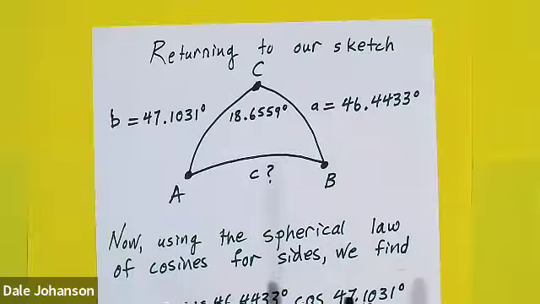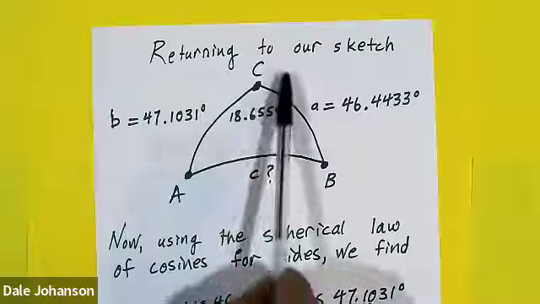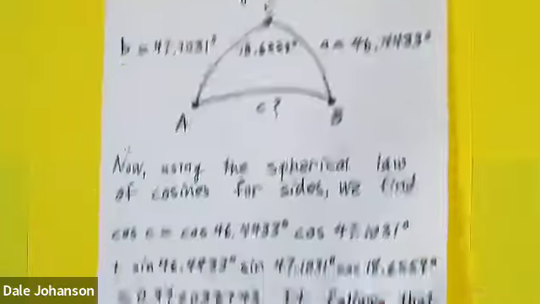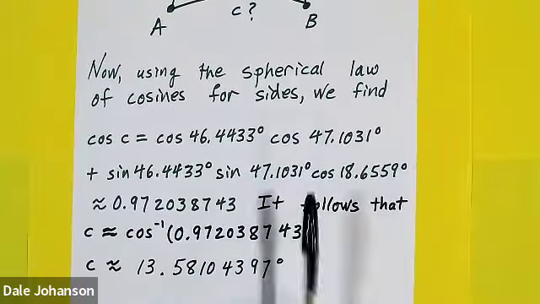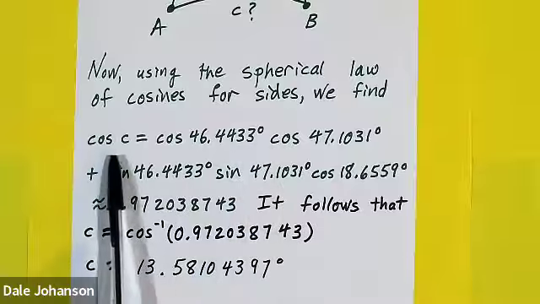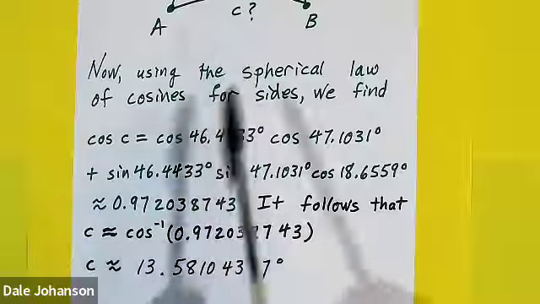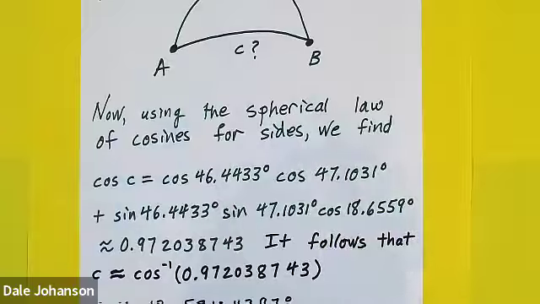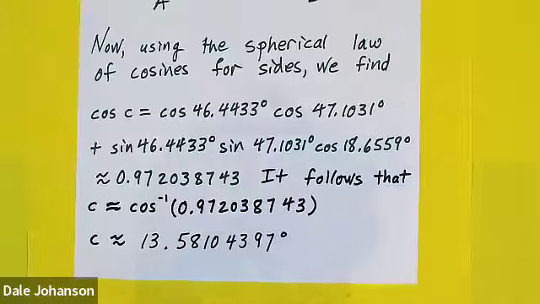So returning to our sketch now, we filled in a few things here. We know what A is, we know what B is, and we know what angle C here is at the North Pole. Once again, we use the spherical law of cosines for sides, and we find the cosine of little c there, which is this measurement right here. And remember, that's measured in two ways. This would be the first way we're going to look at it.